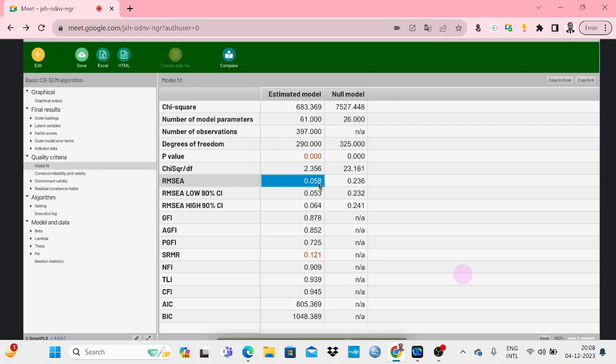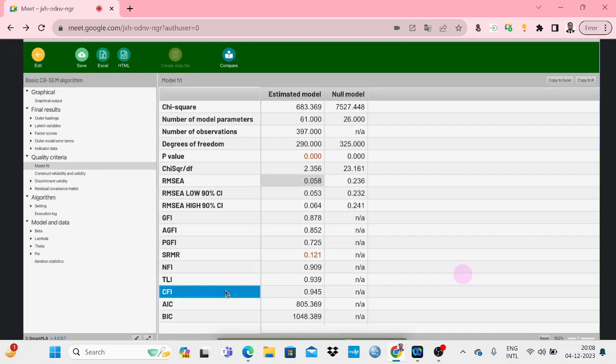Okay. So for CFI, the criterion is that the value should be greater than 0.9, and for RMSEA, the value should be less than 0.07. If your model passes these two indexes, then let us go to the next stage.